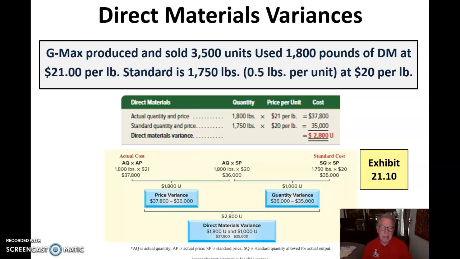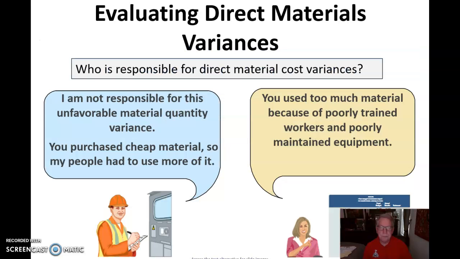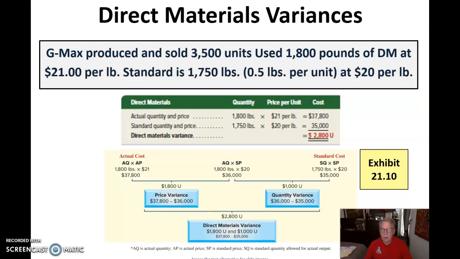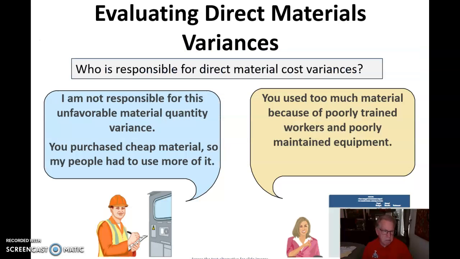All right, key slide here. So how do we evaluate these variances? Who's responsible? I always enjoy this slide because who would you think would be responsible for the direct materials variances? Here, what are those variances? We have price variance and quantity variance. You would think the manufacturing people would be responsible for quantity variance. You would think that the purchasing people would be responsible for price variance, right?